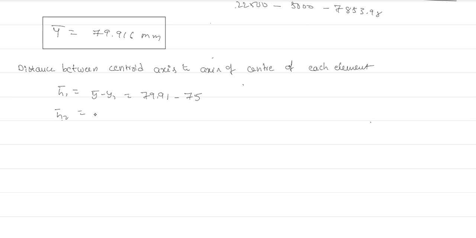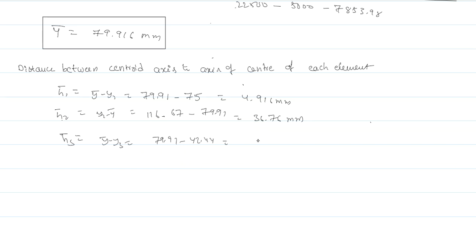Similarly, h2 bar is equal to y2 minus y bar, largest value minus smallest value, 116.67 minus 79.91. This value is 36.76 mm. Similarly, h3 bar is equal to y bar minus y3, that is 79.91 minus 42.44, that means 37.47 mm. So you will get the values like this.